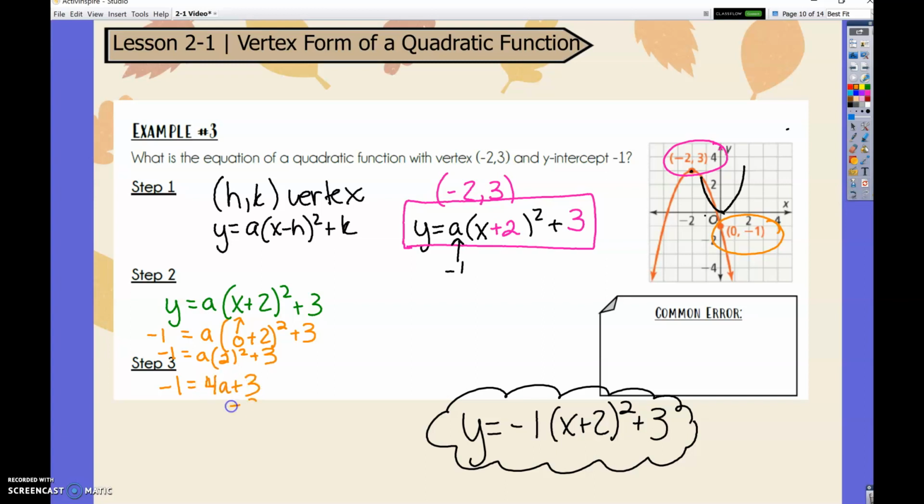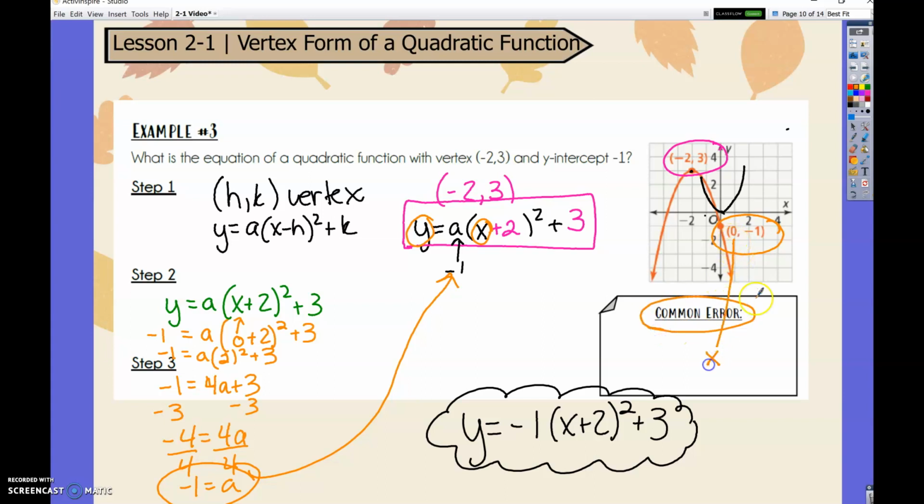And I'm going to get the a alone, so I'll subtract 3 from both sides. I get -4 equals 4a. And looky there, if we divide by 4, -1 equals a. That's kind of a lot of work here for the same visualization that we got of just going over 1, down 1. But you can solve for a in that way by plugging in another x, y point in for the x and the y in your basic vertex equation. The common error that they mention in the book is that you for sure should use this as your x value and this as your y value. Plug them into the correct spots in the equation if you choose to solve for a that way.